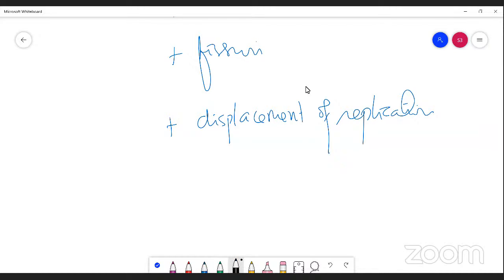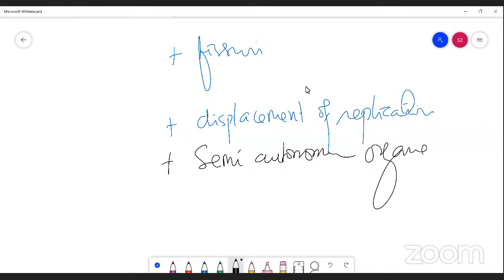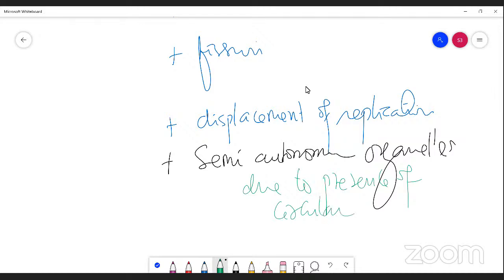It is also known as a semi-autonomous organelle, due to the presence of circular DNA. So hence it provides strong evidence for evolutionary sequences, right? From one cell to another cell. So this is simply something about mitochondria.